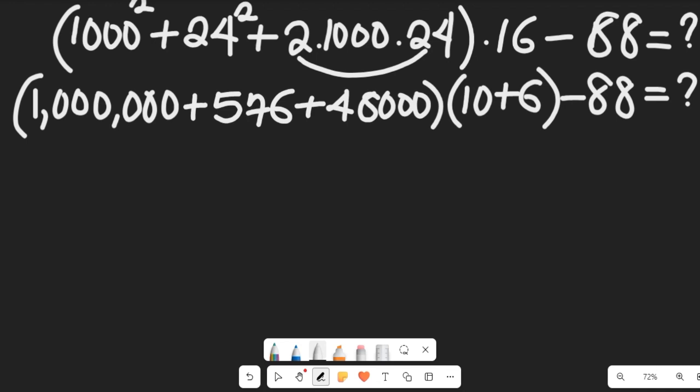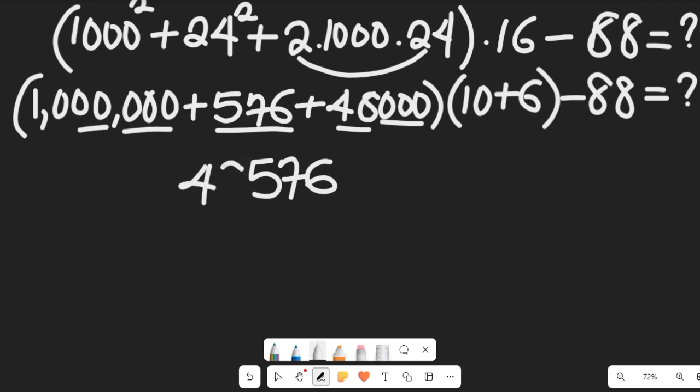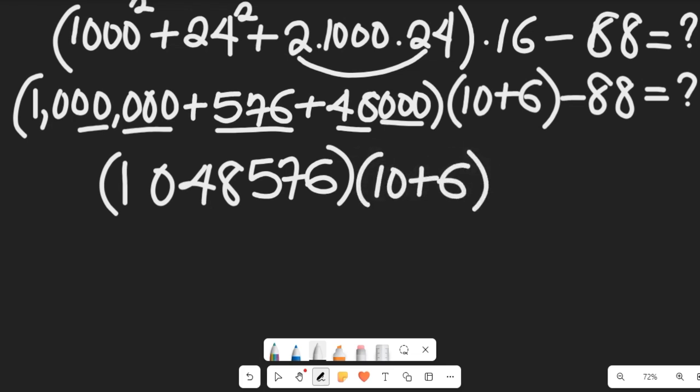So I'll have 4 8. I'll have 6, 7 5 in the tens, in the hundreds, which is all 0. Then I'll have my 4 8, which is 4 8. Then I'll have my 0, and then 1. Right? All of these will be multiplying 10 plus 6, and this will be minus 88.